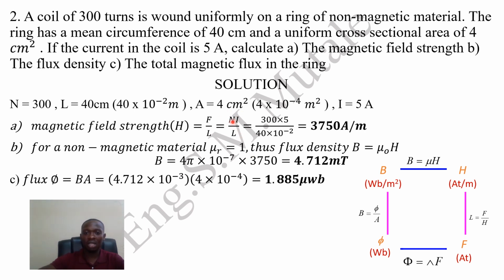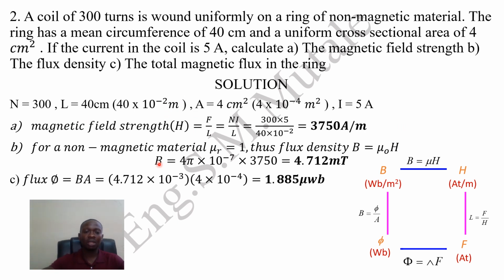So the number of turns is 300, the current is 5, divided by the length, which has been given. When you do your math, you're going to produce 3,750 amperes per meter, which is the ampere turns per meter. That is the value for the magnetic field strength.